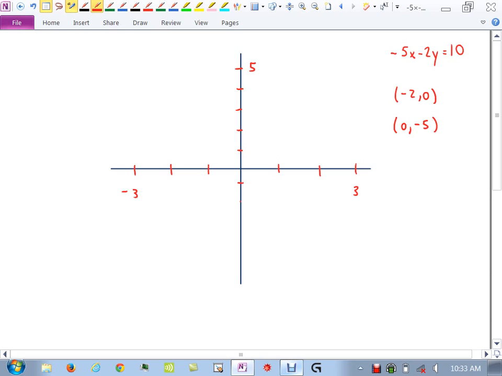I'm choosing my scale right now, kind of thinking about this as I do it. I know I'm going to need to go left and right. I have to go -2, right? Up and down, I've got to be able to go down 5. So that's the way I'm choosing my scales on my axes. So the first point is -2, 0. That's here. The next point is 0, -5 is here. What happens on a test or a quiz if you get those mixed up? It's wrong. Okay, it's wrong.